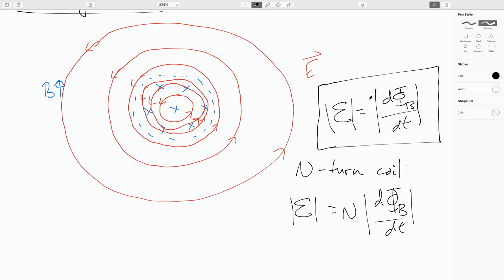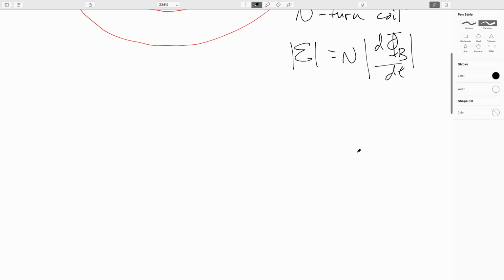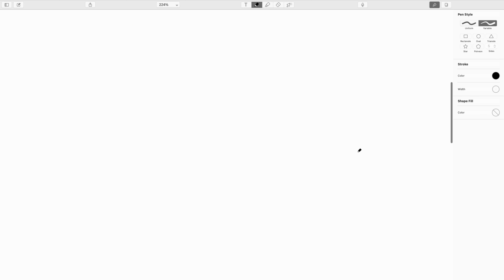So in a few videos, we will write this in a little different way to make the relationship between the electric and the magnetic fields more explicit. But for now, one way that we can do non-conservative work on charges is if we can make a time-varying magnetic flux. So let's just try a quick example of that.